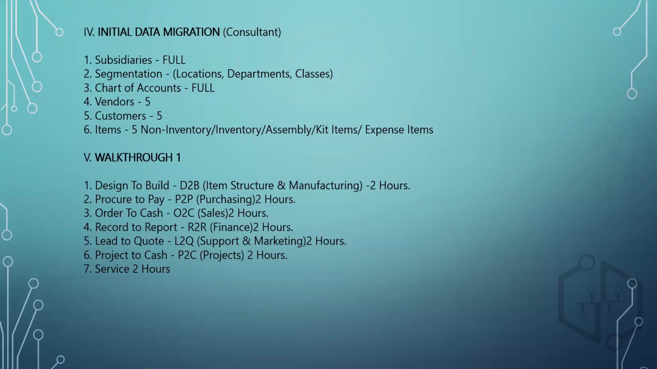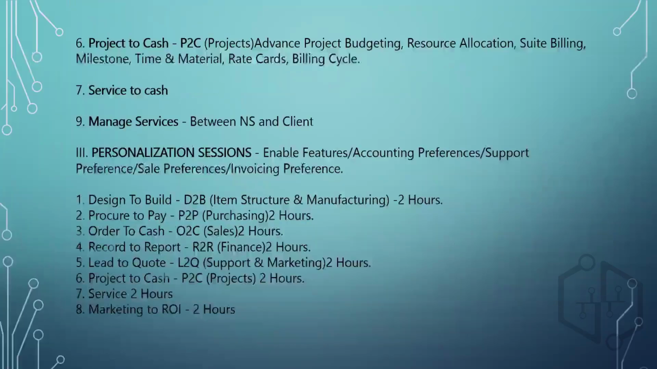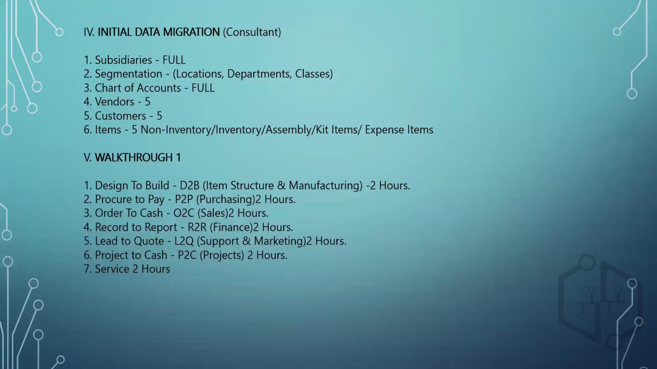So what is a walkthrough? We show the NetSuite system to the clients, and we show the entire cycle of procure to pay. So what is the cycle? This is the cycle: vendors, purchase requests, purchase orders, blanket purchase orders, item receipts, requisitions, vendor bills, 3-way bill match, and we close a purchase order. The purchase returns are done. So the entire cycle is shown to the client within that 2-hour session when I do procure to pay.